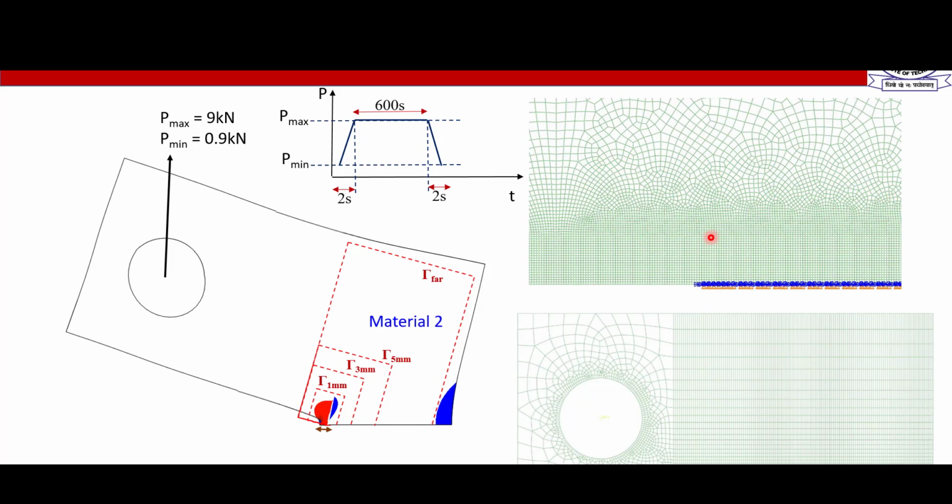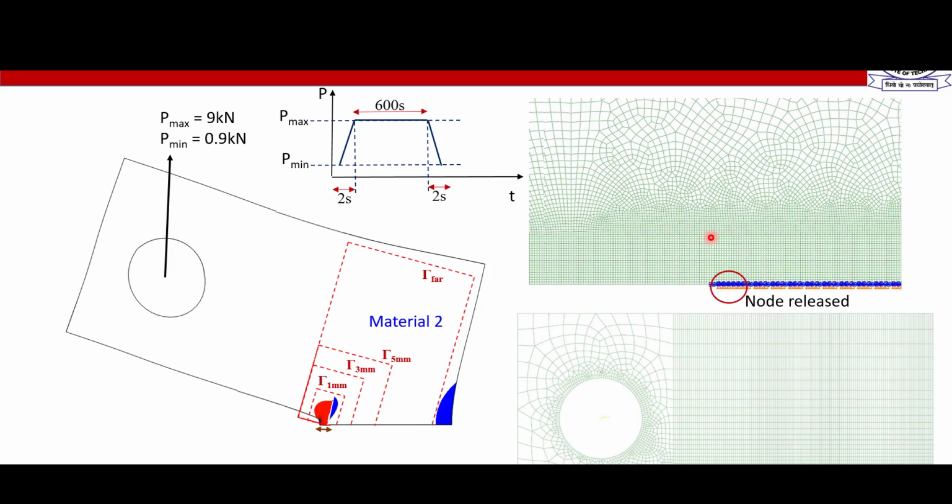So the overall trend should look similar to what you're getting experimentally or by using any other damage mechanism of creep crack growth, creep fatigue crack growth. So again, you release some nodes and the crack grows.